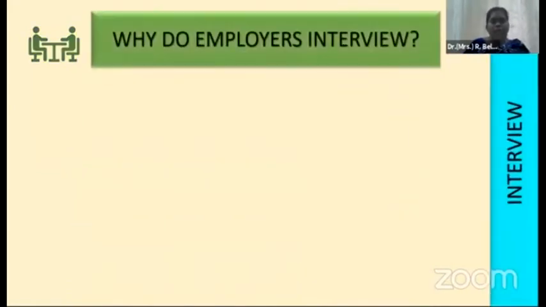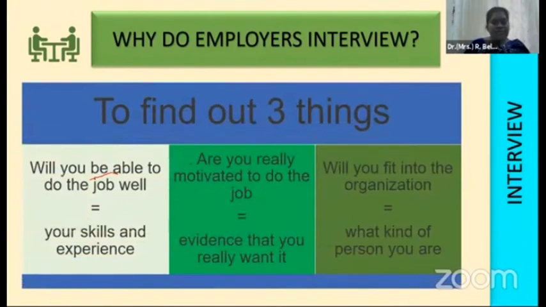Okay, then why do employers interview? Like why do we have an assessment test to filter? Why do employers interview? To find out 3 things. Will you be able to do the job well? Your skills and experience will show whether you'll be able to do the job well. Are you really motivated to do the job? They will ask questions in the interview. Okay, if in case I'm going to offer you the job but I'm not giving you the pay, what will you do? Sir, I think I will take up the offer because for me importance is learning. I want to learn.